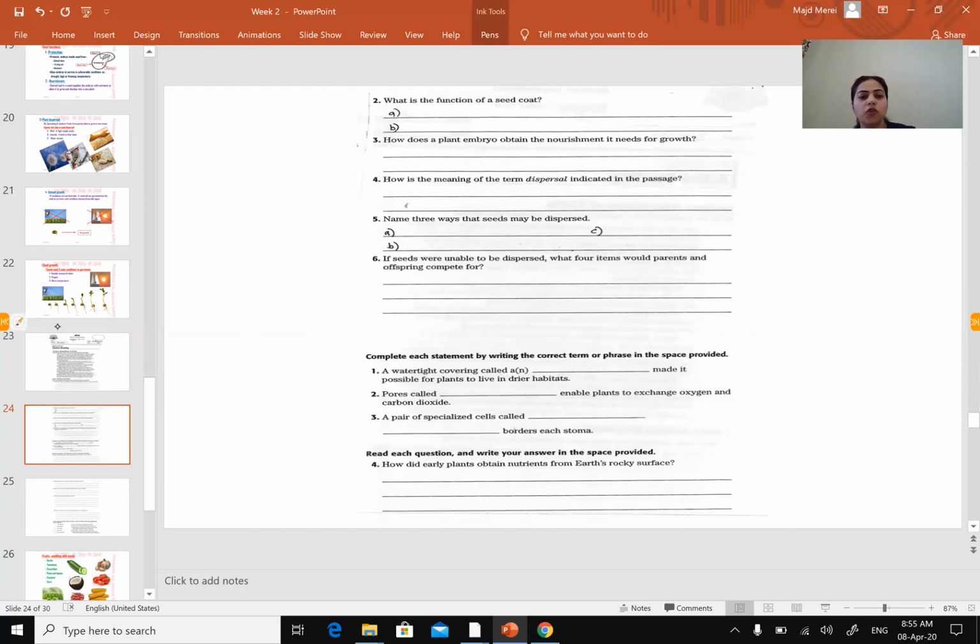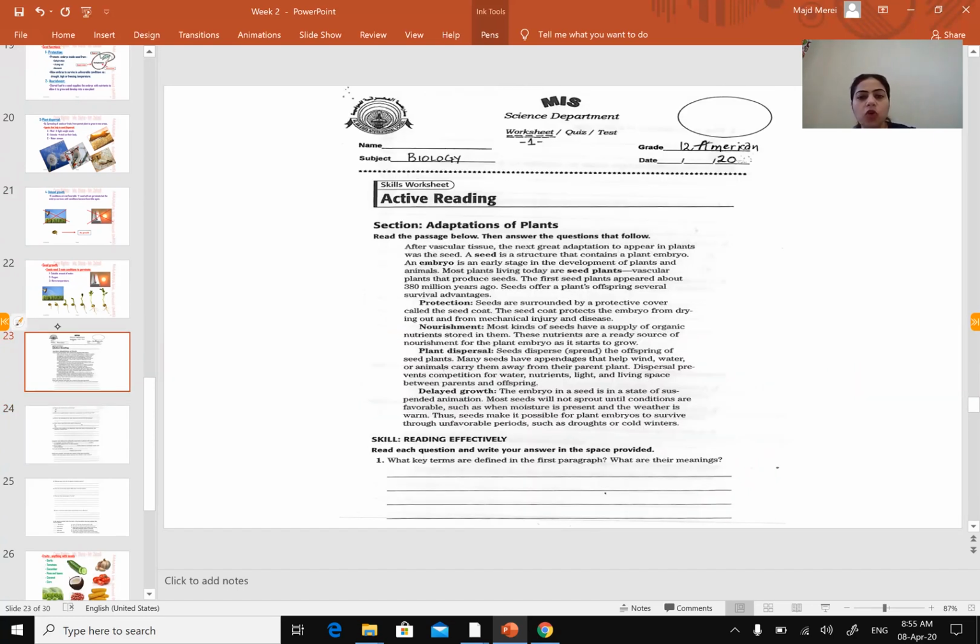What is the function of a seed coat? You will find all of the answers within the second paragraph. This question, you can find it within the second paragraph. So the seed coat protects the embryo from drying out and from mechanical injury and diseases.